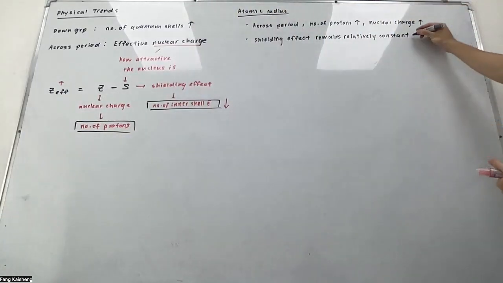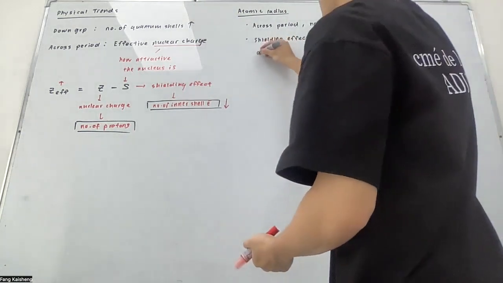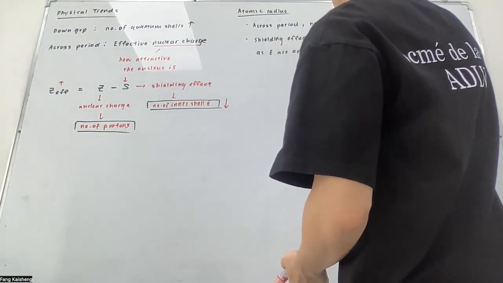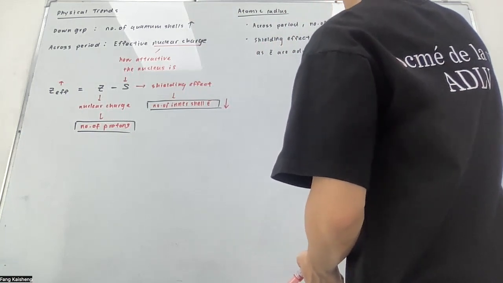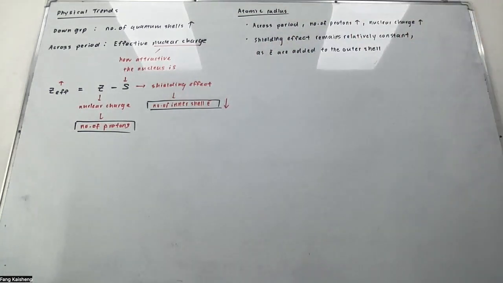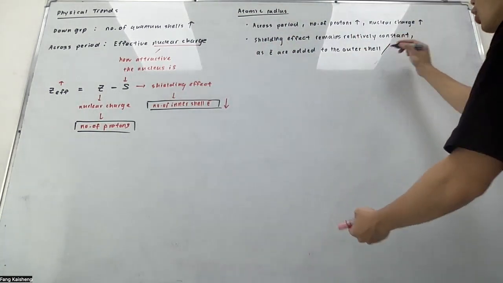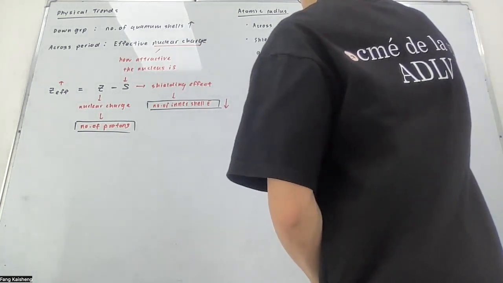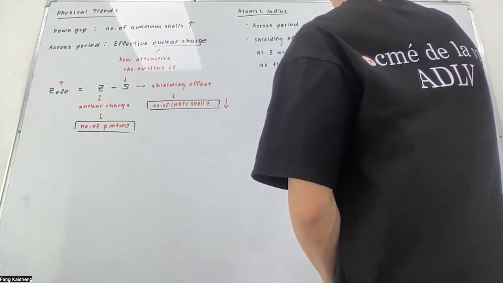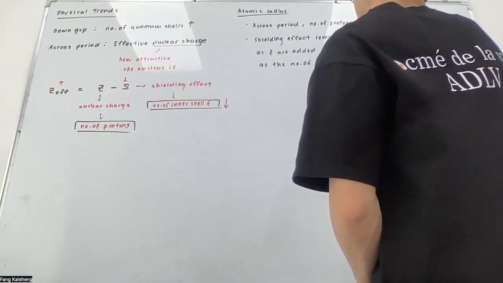So if the shielding effect remains relatively constant, then you must say what? As electrons are added to the outer shell. You add to the outer shell, which already implies the inner shell remains the same. But I want you guys to write down both ways. You can tell me about the outer shell, or you can tell me as the number of inner shell electrons remain the same. So you can tell me either the inner shell's perspective or the outer shell's perspective.